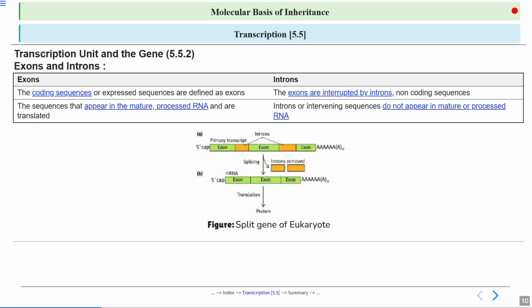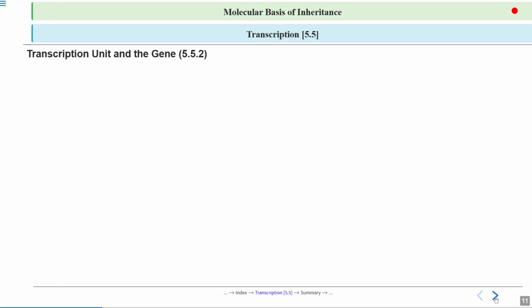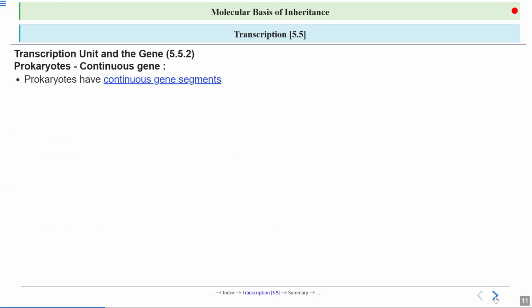Whereas what is an intron? Introns or intervening sequences do not appear in mature or processed RNA. Because these are non-coding sequences, they are intervening sequences, they cannot appear in mature or processed RNA. That's why we have to remove them from the sequence to make a mature mRNA. So this is the difference between intron and exon.